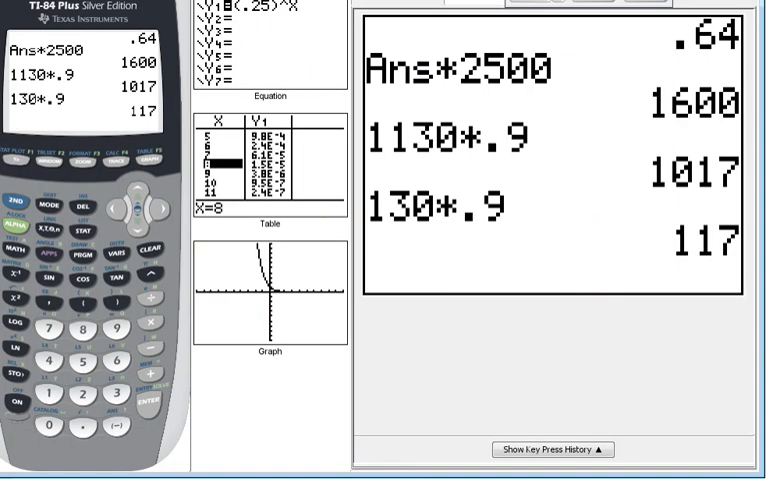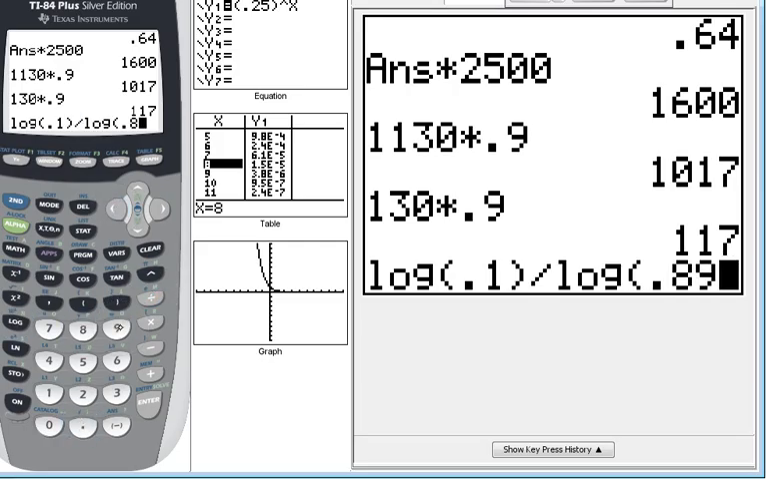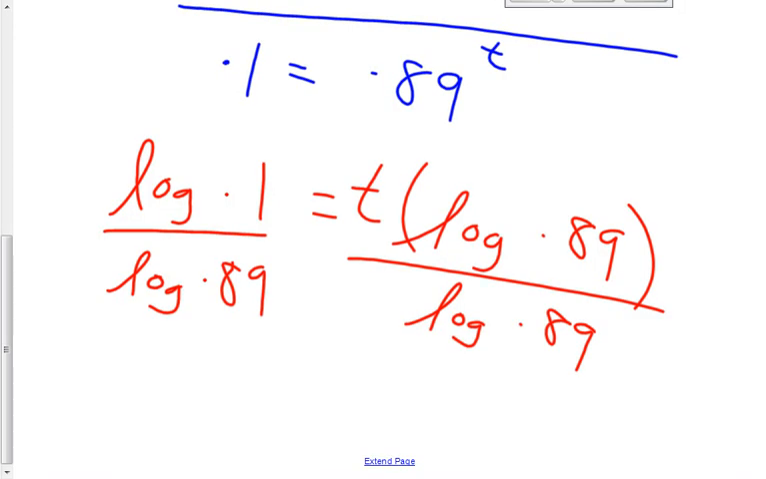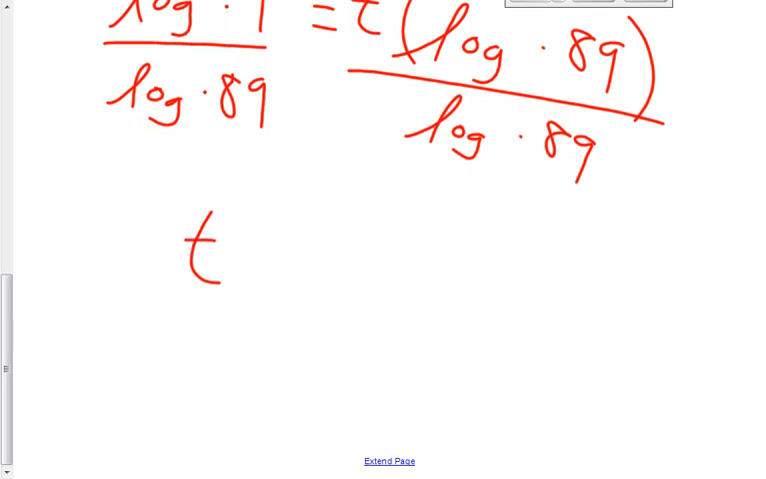The log of 0.1, oopsie, divided by the log of 0.89, I get an answer of 19, almost 20 hours. Just about 20 hours. So t is approximately 20 hours.